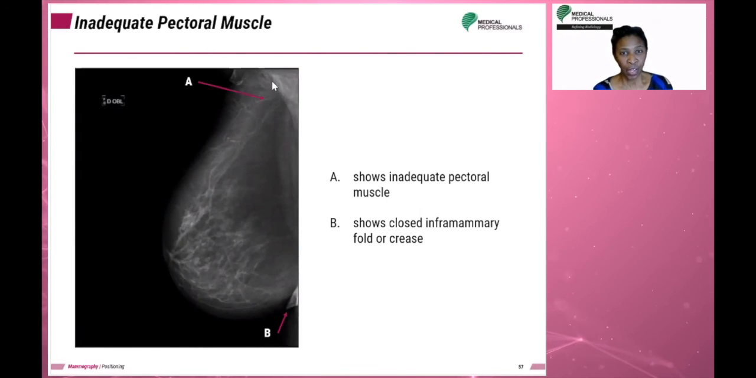Now this is not showing enough pec muscle. Remember you're measuring your PNL line. It should go posterior all the way here and it should hit the pec muscle. So you're not getting enough pec muscle here. You also have some closed folds here. You may need to repeat this. There are too many things wrong here, both with the muscle and the fold, so you probably would want to repeat this.